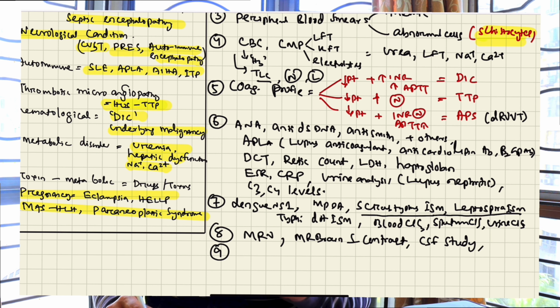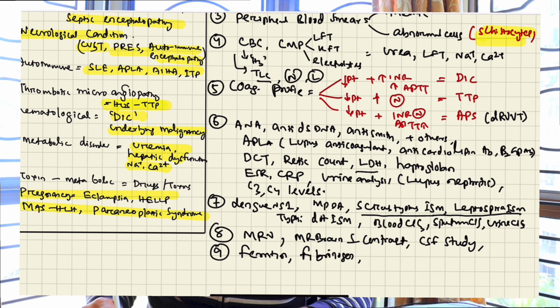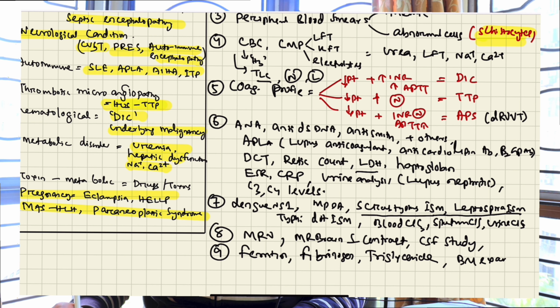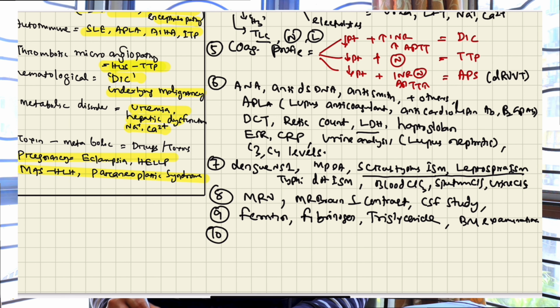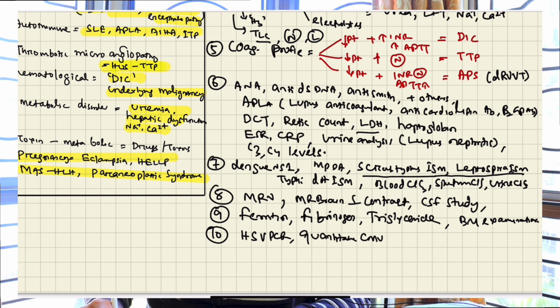So we'll send LDH, we already sent that. We need to send ferritin, fibrinogen, triglyceride, and of course we may require a bone marrow examination. In this case, if the preliminary reports of infections come negative, we have to think of infection in an immunocompromised host or opportunistic infections or reactivations, like HSV PCR, quantitative CMV PCR, EBV DNA per ml or EBV copies per ml. So all these infections we have to keep in mind.